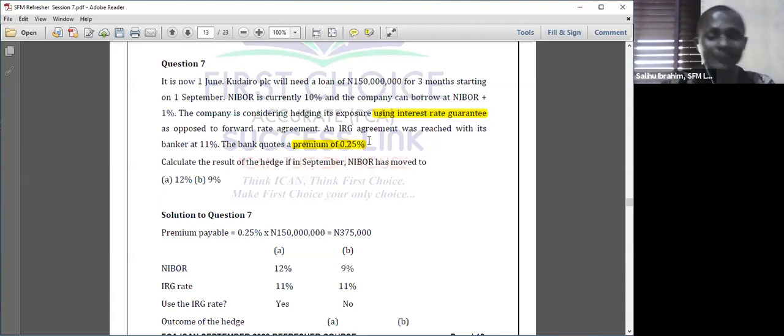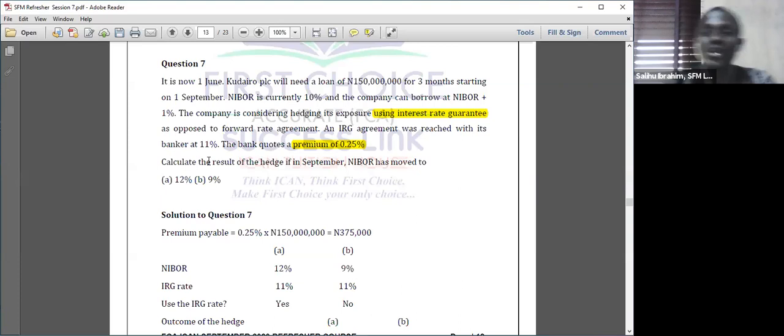Anytime you have an option, you have to pay premium because it means the other party might be losing out. You understand? So anytime you have an option, you are paying premium. And what gives you the option is the interest rate guarantee. Are we together? The difference between interest rate guarantee and forward rate agreement is that for a guarantee, you are not bound by the contract. You can run away from the contract if it is not favorable. Are we together? Okay, so let us solve this question.